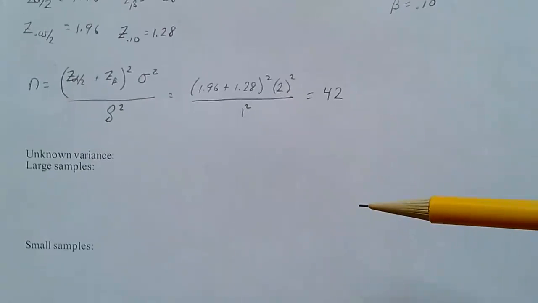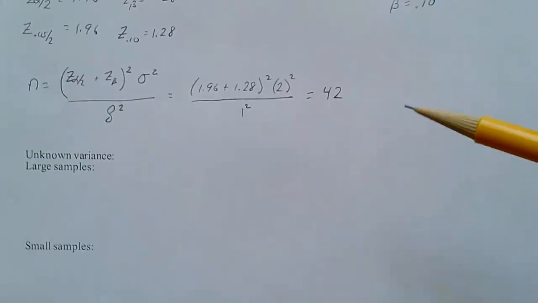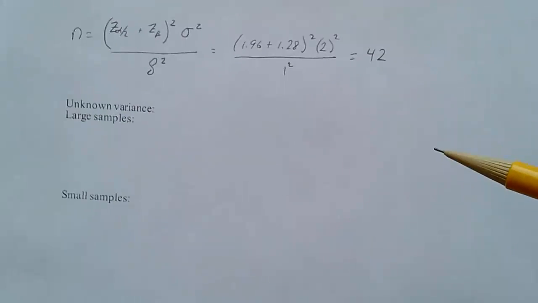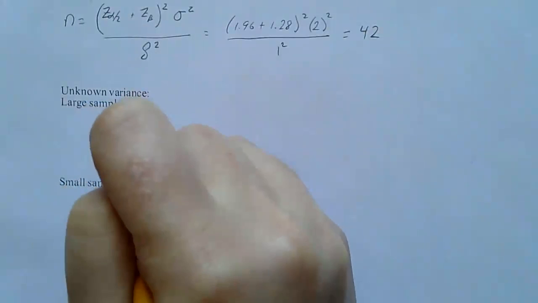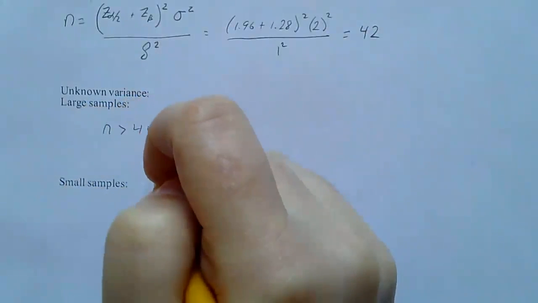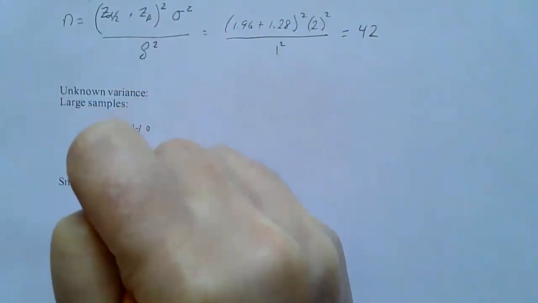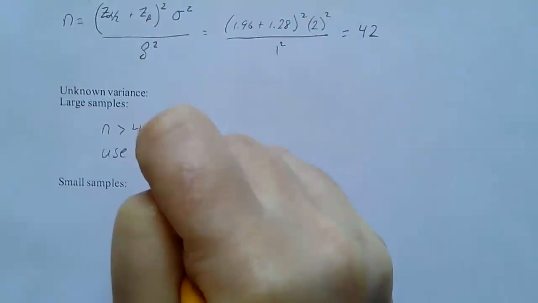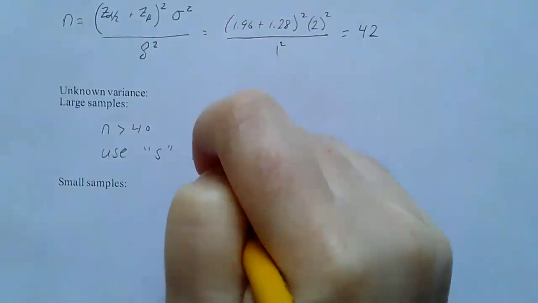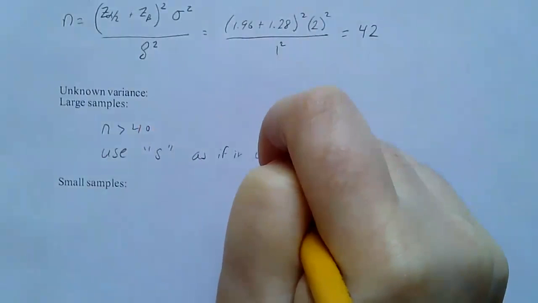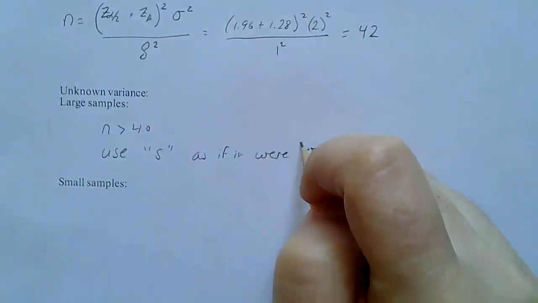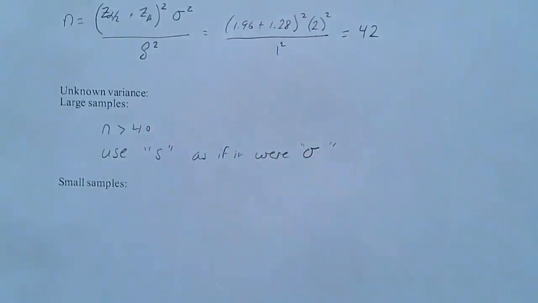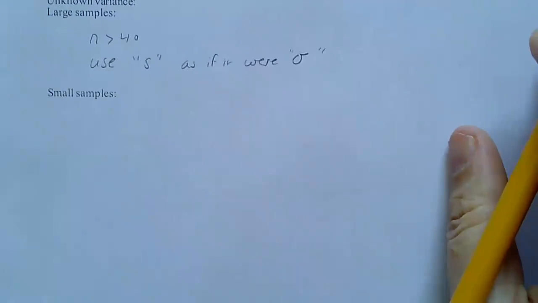So continuing, if we're going to look for a large sample, again, just as we did with chapter 8, when we have an n that is greater than 40, even if we don't know the variance, we can use a sample variance S as if it were sigma. That's for n greater than 40. But what about when n is less than 40? Well, we're going to use our t-table.